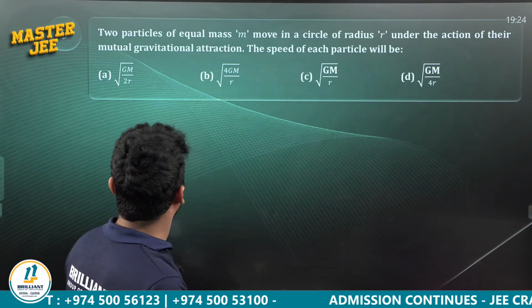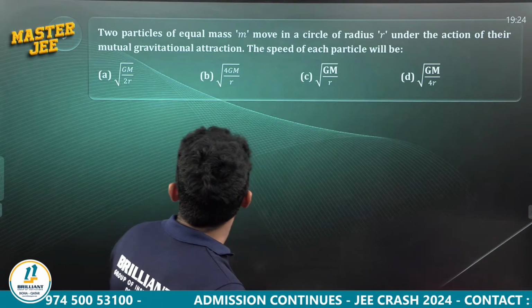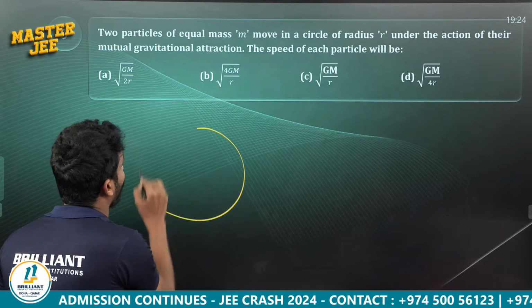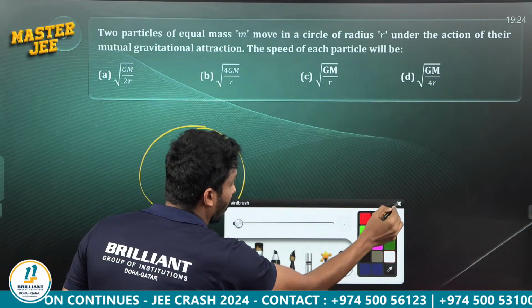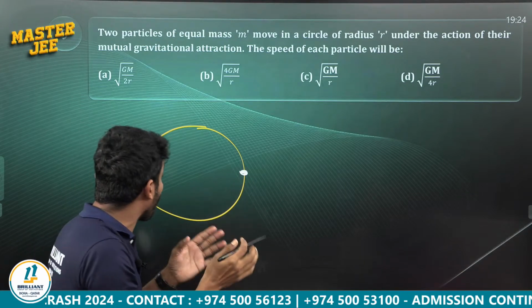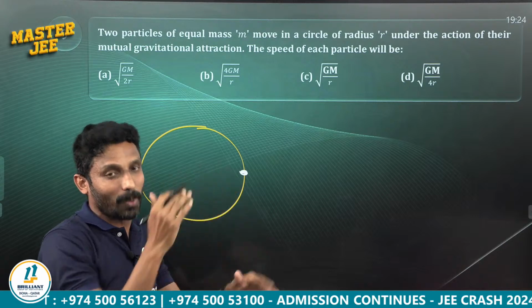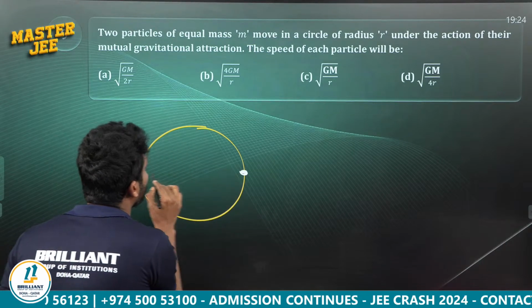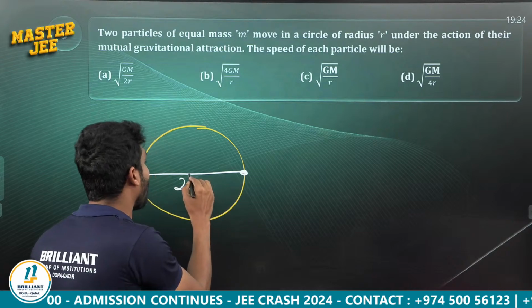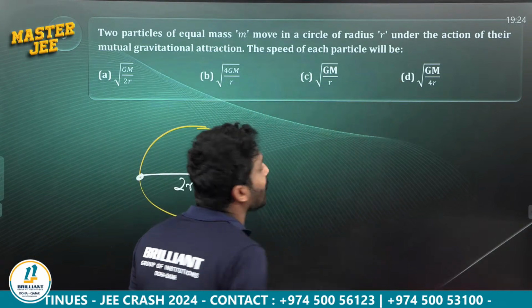Two particles of equal mass m move in a circle of radius r under the action of their mutual gravitational attraction. Clear? Here is a circle, and consider two particles diametrically opposite, because these two particles are moving in a circular manner due to their mutual gravitational force. That is the explanation given in the question. It means the distance between them is 2r, and the radius of the circle is r. Clear? The speed of each particle is asked.